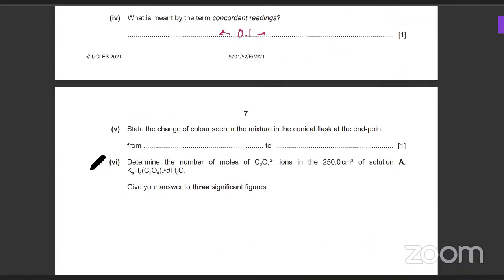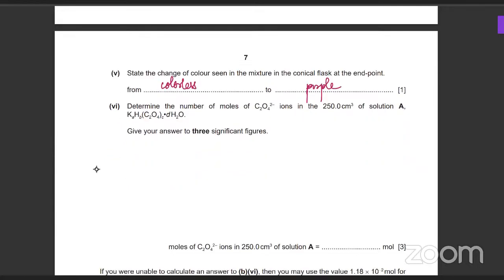So the flask remains colorless because the KMnO4 is constantly reacting. As soon as the reaction is over, any extra KMnO4 added will remain purple. So it will be colorless to purple.